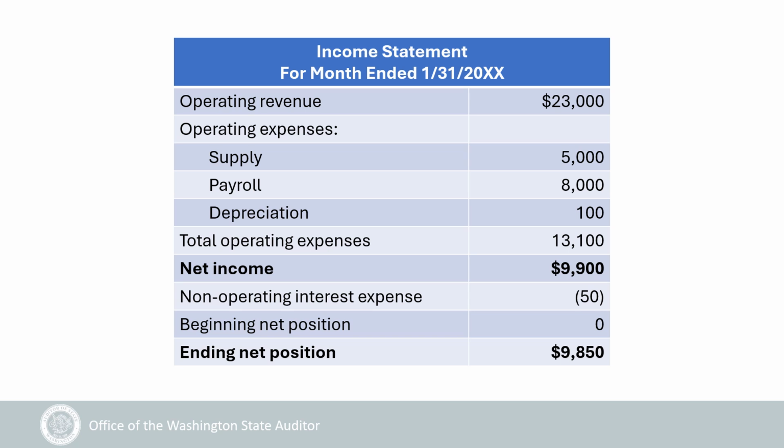Then we calculate the net income. We also had interest expense on our loan, which is considered a non-operating expense. So this one goes below the net income line. Next comes our beginning net position. Now our beginning balance was $0. We're assuming we started the business this year. So our ending balance is $9,850.